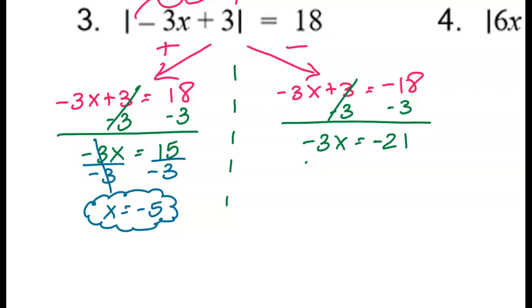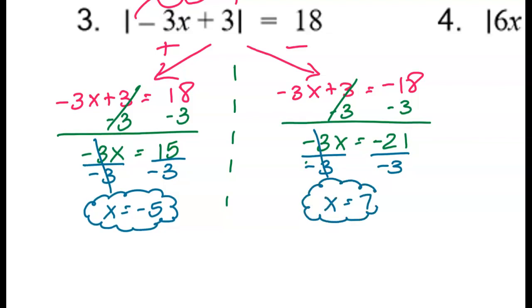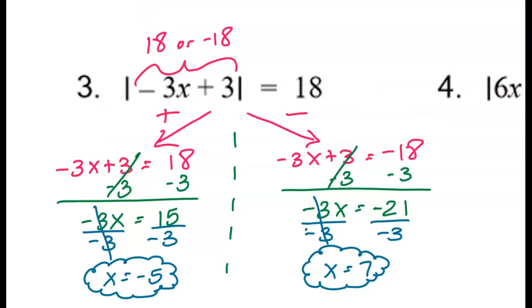Good. So we need to divide both sides by negative 3 to get the negative 3 off of the x again. And I have x equals 7. And I have 2 solutions and I'm done, just like we had 2 solutions on our graph. Because the absolute value all by itself is equal to a positive number, that should have told me right off the bat I was going to end up with 2 solutions.